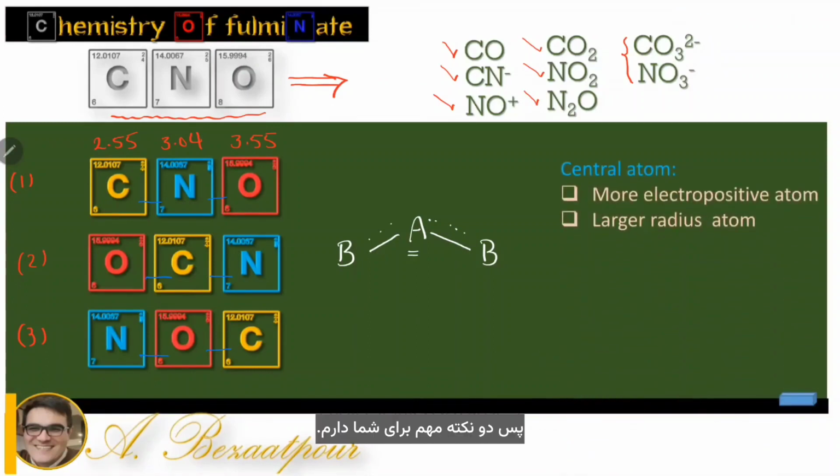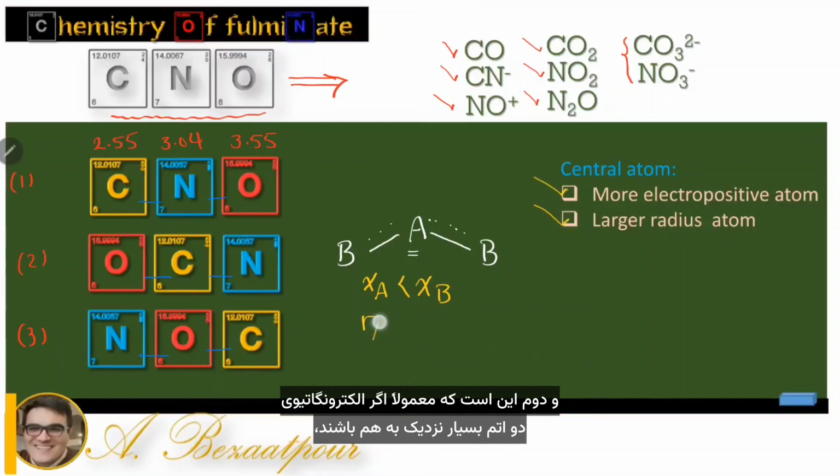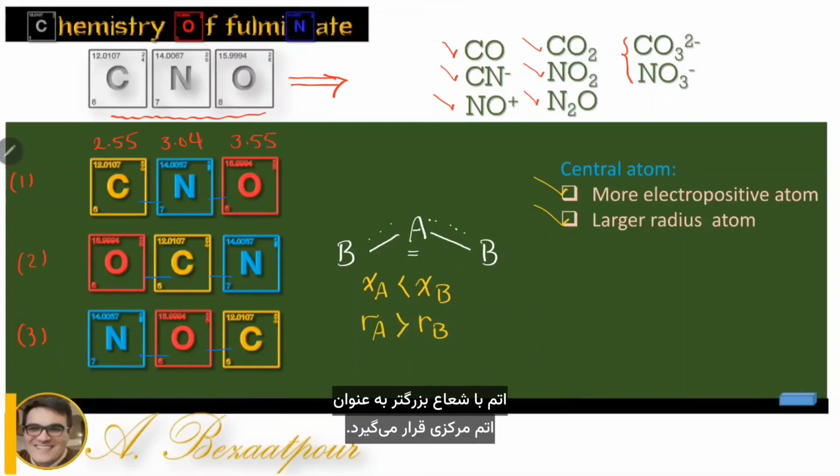So I have two important points for you. The most electropositive element is often placed as the central atom. And the second is, usually if the electronegativity of two atoms are very close to each other, the atom with the larger radius is placed as the central atom.